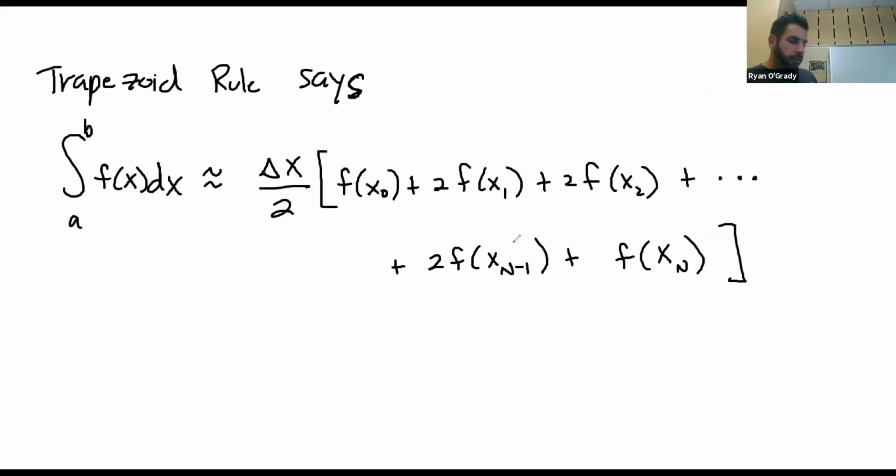And you can easily, if you draw it out, you'll see that they're all going to get a 2 except the first and the last, because the first and the last don't have any dancing partners. Everybody else is counted as the height of 2. So every point in the middle is going to be used for adjacent trapezoids. That's why it's counted twice. Okay.